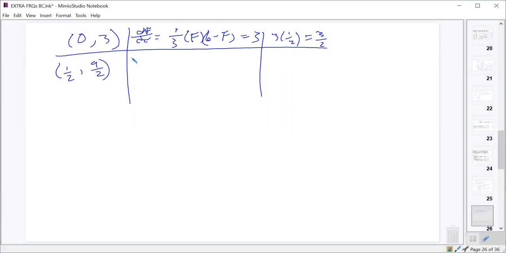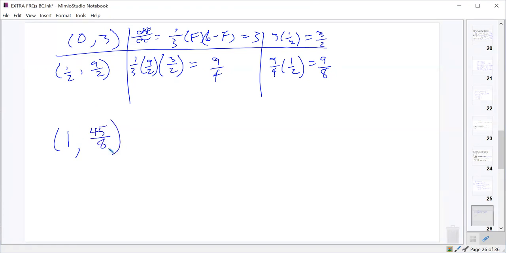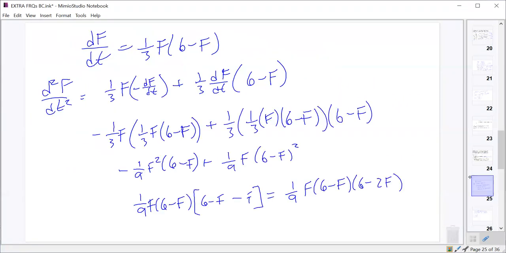Hopefully. And then the second time, we're going to get 1/3 of 9/2 times 6 minus 9/2, which is 3/2, which the 3's will cancel. That ought to give us a 9/4 there. And so multiplying our 9/4 by our step of 1/2 ought to give us 9/8. And so we ought to be at 1, comma, whatever 9/2 plus 9/8 is. What is that? 45/8. And that would be our answer for part C. And first part D. Right?